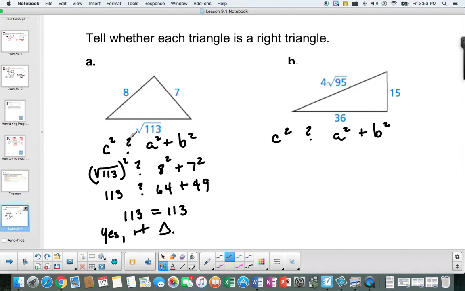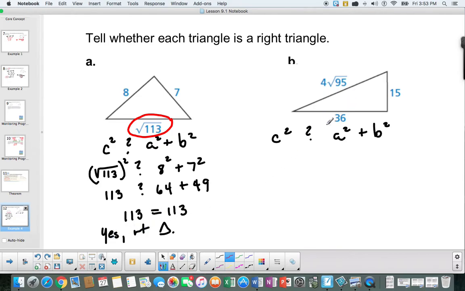And I'm putting a question mark here because I don't know if they're equal. But I do know this is the biggest number. That number is 10 point something or other. So you always put the biggest number into the c spot, and then it doesn't matter about the other 2 numbers. After I square these and add them together, I get 113. When these are equal to each other, we say, yes, it's a right triangle.